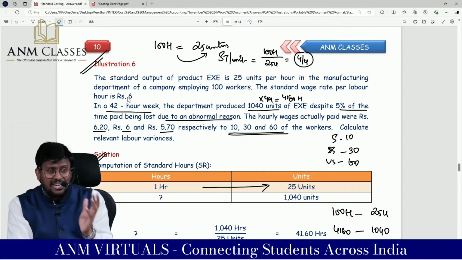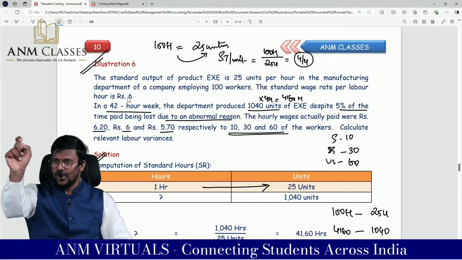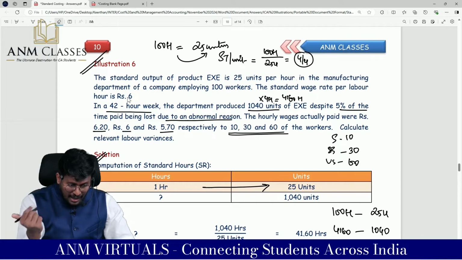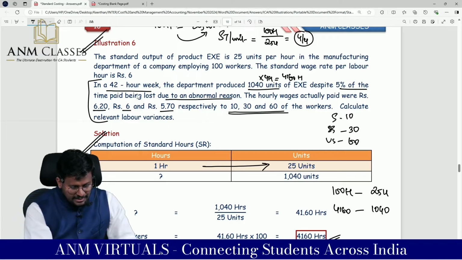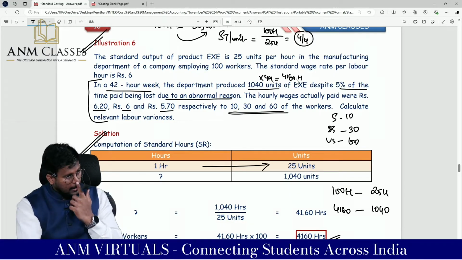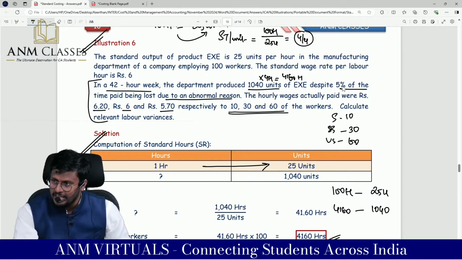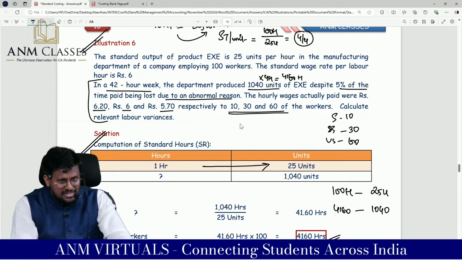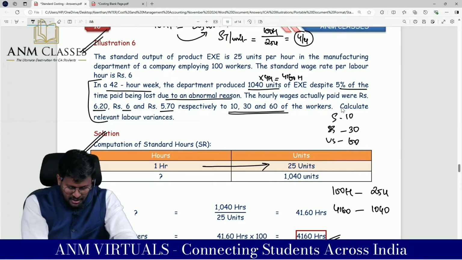அது யாருக்குனா ஸ்கில்டுக்கா, செமி ஸ்கில்டுக்கா, அன்ஸ்கில்டுக்கா சொல்லவே இல்ல, அதான் பிரச்சனை. Question ல ஒரு பார்ட்ட முழுங்கிட்டான். ஸ்டாண்டர்ட் மிக்ஸ் இருக்கு, ஆனா ஆக்சுவல் ஃபிகர் கொடுக்கும்போது ஆக்சுவல் மிக்ஸ் வச்சு கொடுத்துட்டான். ஒரு வாரத்தில் 42 hours. The department actually produced how much, despite எத்தனை percent of the time being lost? That means there is an abnormal idle time.